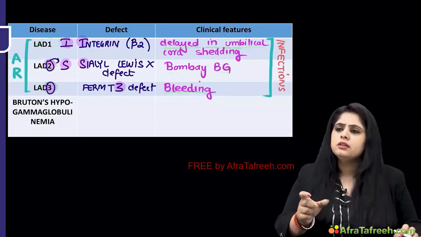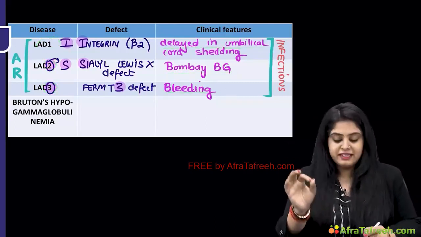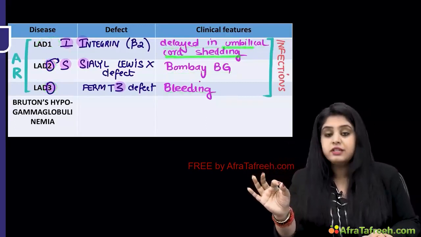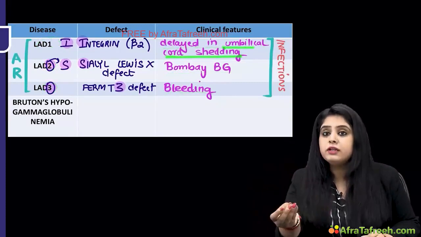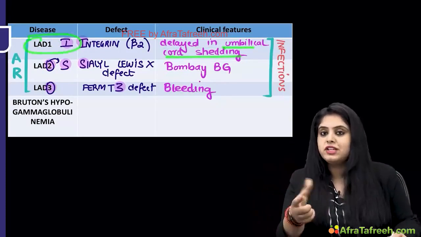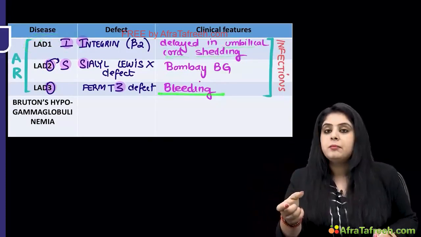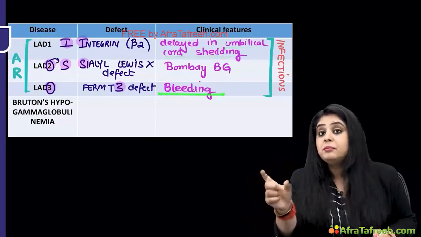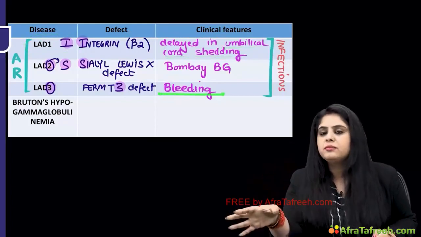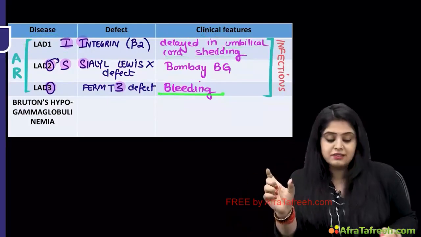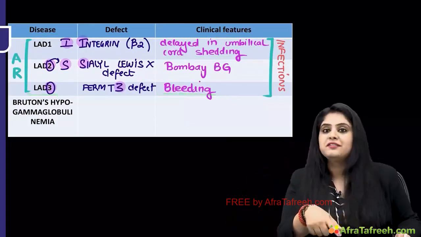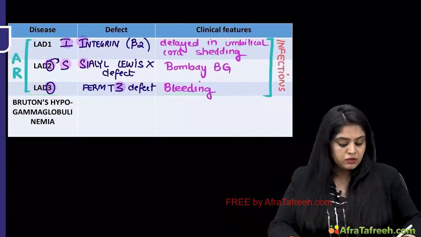So repeating, LAD1 is umbilical cord problem, LAD2 is Bombay blood group, LAD3 is bleeding. Now read a little carefully. If they say there is an umbilical cord shedding problem, it's not falling off, that is LAD1. But if I change the question and say there is umbilical cord bleeding, the word bleeding has come, bleeding from anywhere in the body, be it even the umbilical cord, mark LAD3. Don't get confused. Now moving on to the next disease.